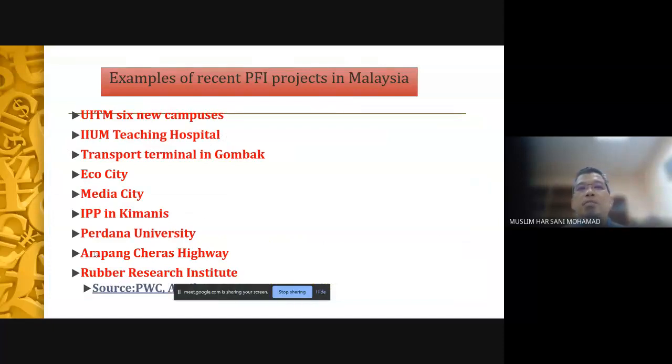Okay, examples of recent PFI projects: the UiTM new campus, the teaching hospital. It was also mentioned the transport terminal in Gombak, I think under construction now, right? And others.